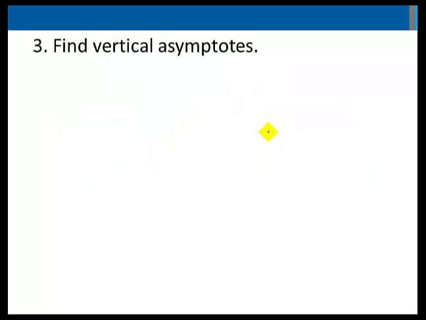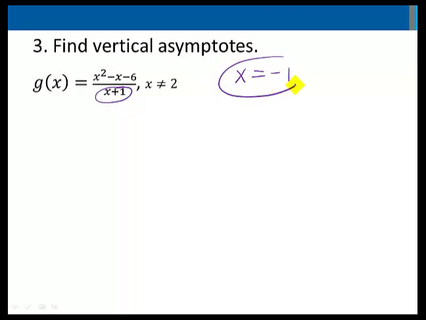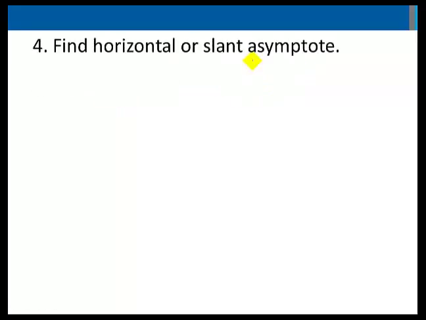Let's next find vertical asymptotes of the graph. For the vertical asymptote, I'll have one, and that will be when x plus 1 is equal to 0. We will have the line x equals negative 1. That is our vertical asymptote. Do we have a horizontal or slant asymptote here? The degree of the numerator is 2. The degree of the denominator is 1. With the degree of the numerator being 1 more than the degree of the denominator, we have a slant asymptote.